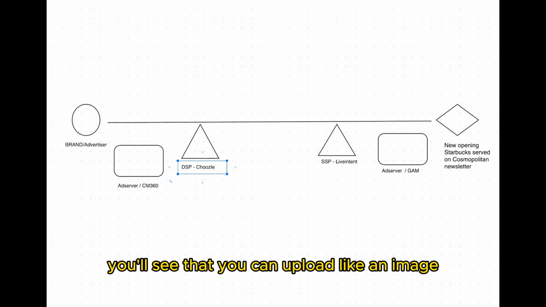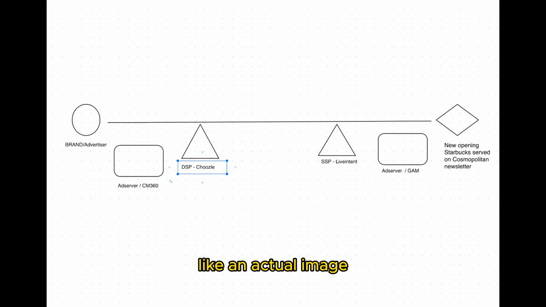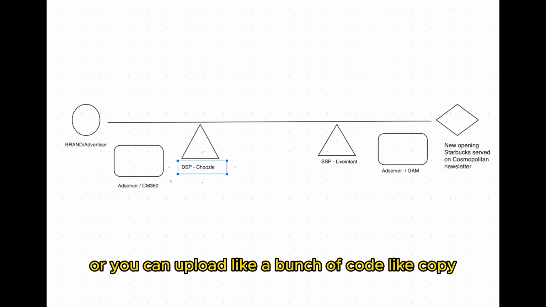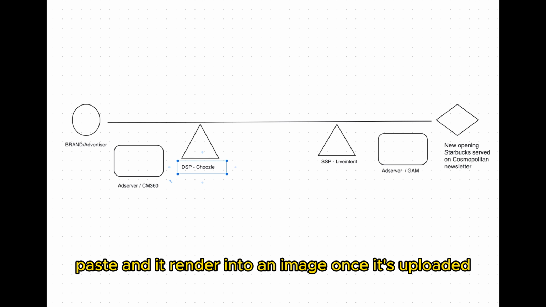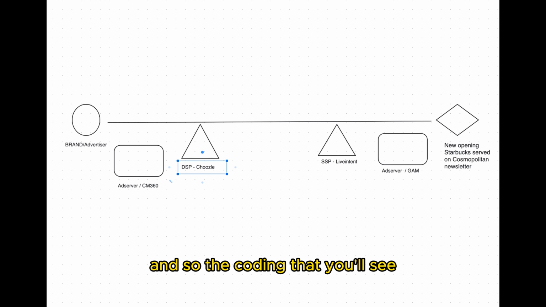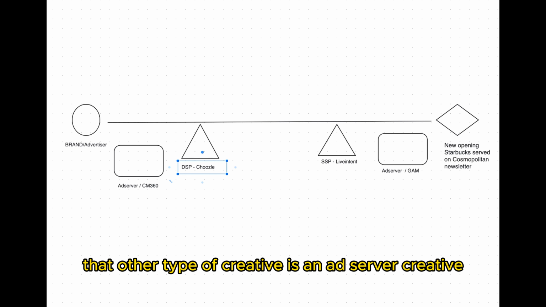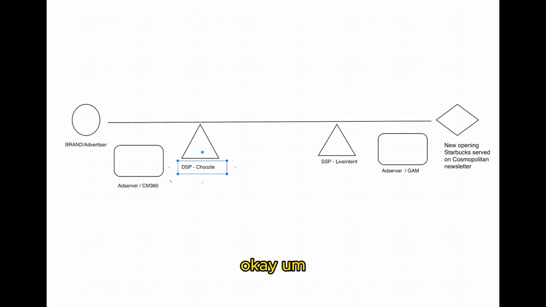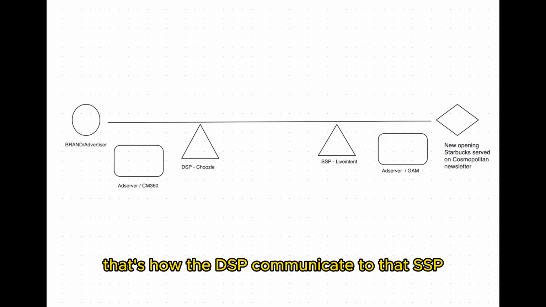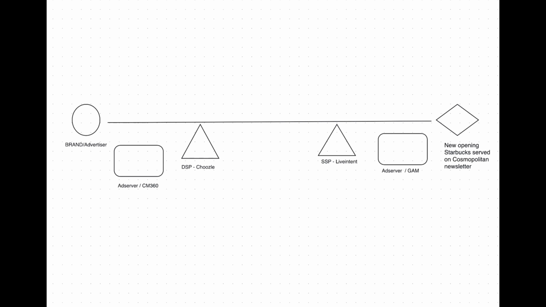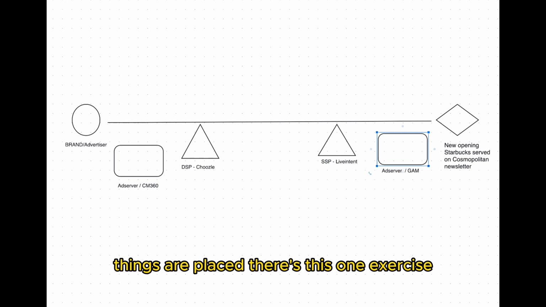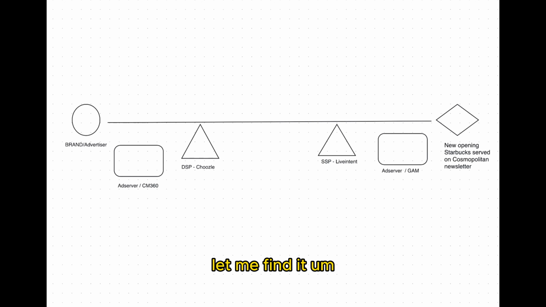You'll see that you can upload an actual image, or you can copy and paste a bunch of code, and it'll render into an image once it's uploaded. The coding that you'll see, that other type of creative, is an ad server creative. That's how, in the exchange, in the bridge, the DSP communicates to the SSP, and that's how things are placed.